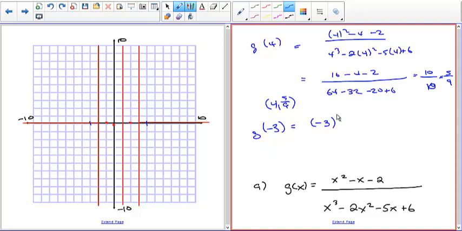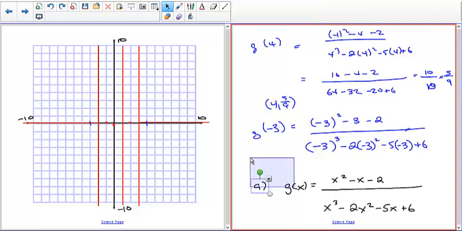And then we could do -3. So we have -3 squared minus -3 minus 2 divided by -3 cubed minus 2 times -3 squared minus 5 times -3 plus 6. Okay, let's move this down. So let's evaluate each term.